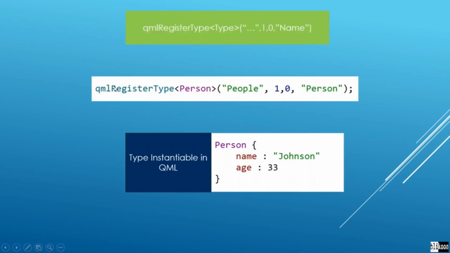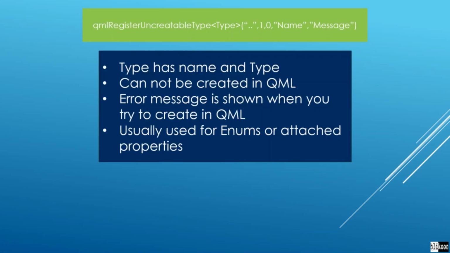The first type we saw is this one, and it is probably the easiest one to understand. You use it to register a type that you intend to instantiate in QML. For example, here we are registering a person type, and we want to create person types in QML like this. This is easy to understand. The second one we saw is to register an uncreatable type. The obvious thing about this type is that if you try to create an instance of it in QML, it is going to fail and show you an error message that you specified in the last parameter here. So this is cool if you need this kind of thing. This is usually used for enums and attached properties in QML.